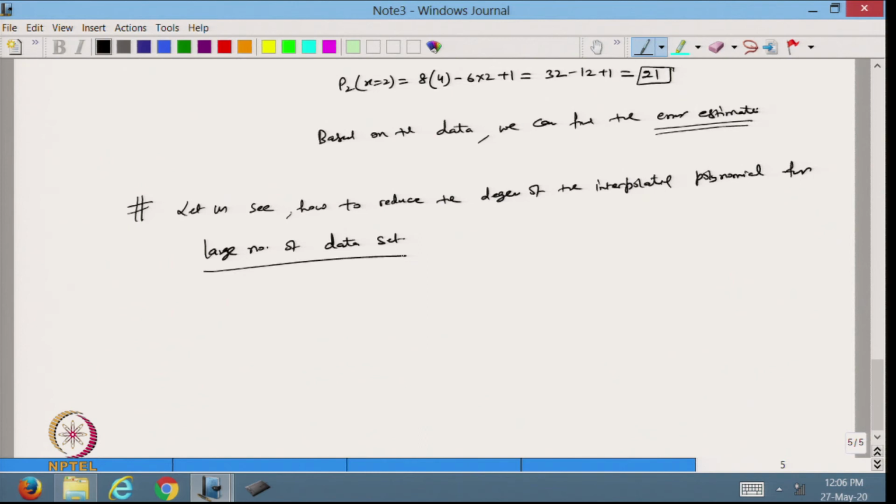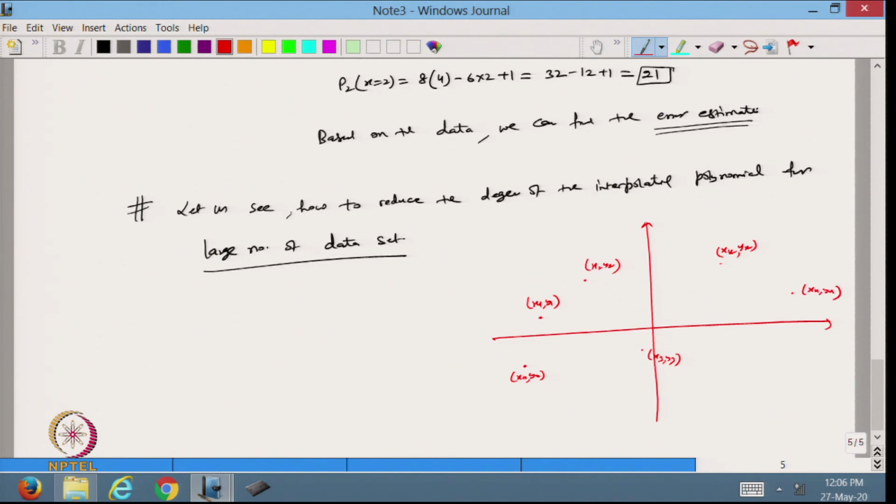So, let us address this issue now. In this case what do we do? Let us take this one. Suppose I have some data, this is x naught y naught, this is x1 y1, this is x2 y2, suppose this is x3 y3, this is xk yk, and in the end I will get xn yn.